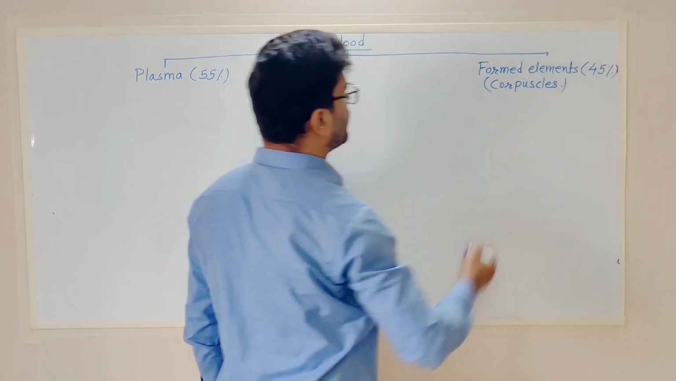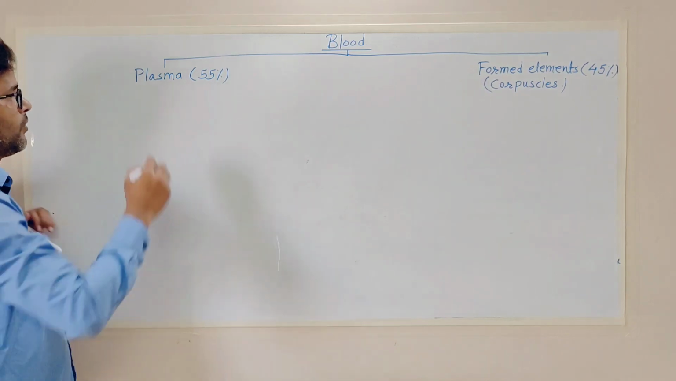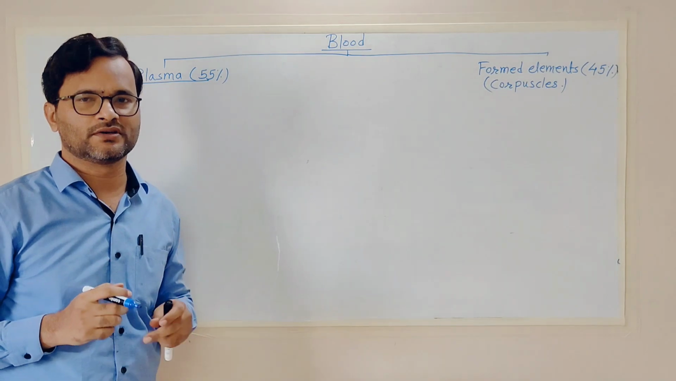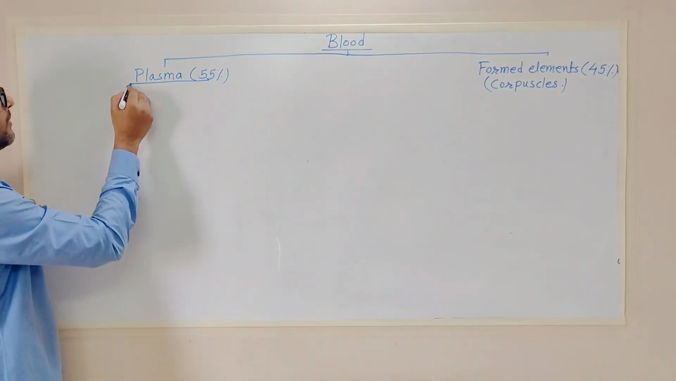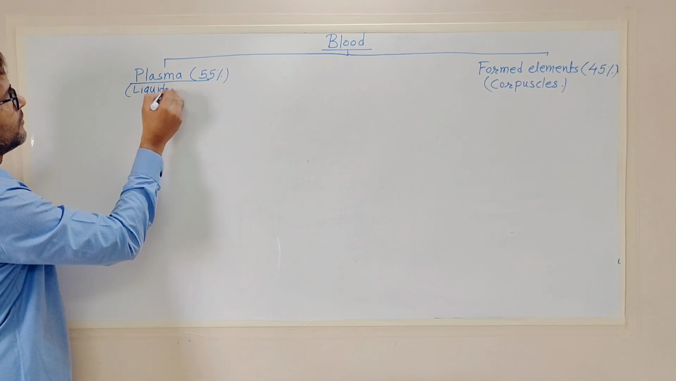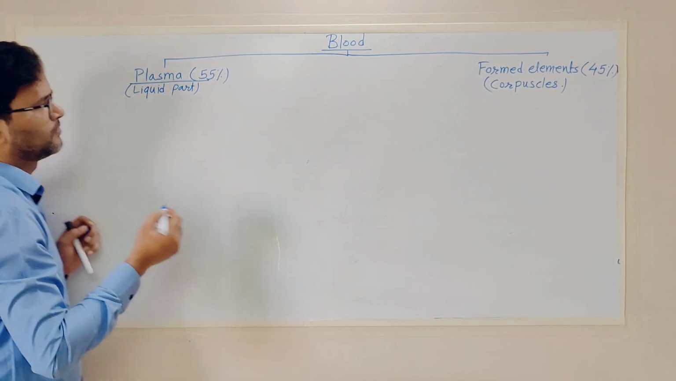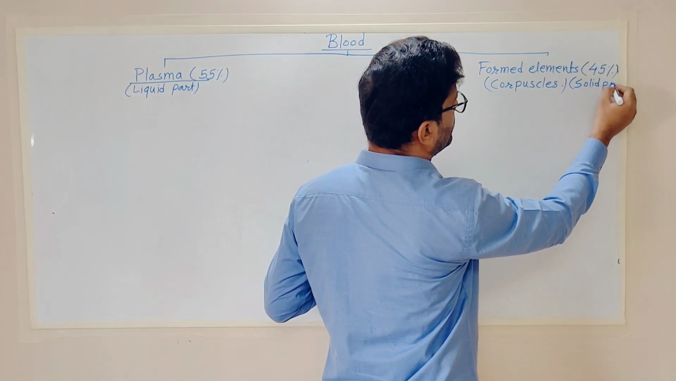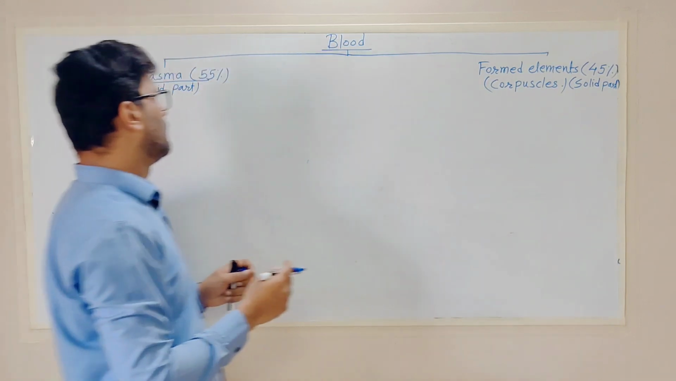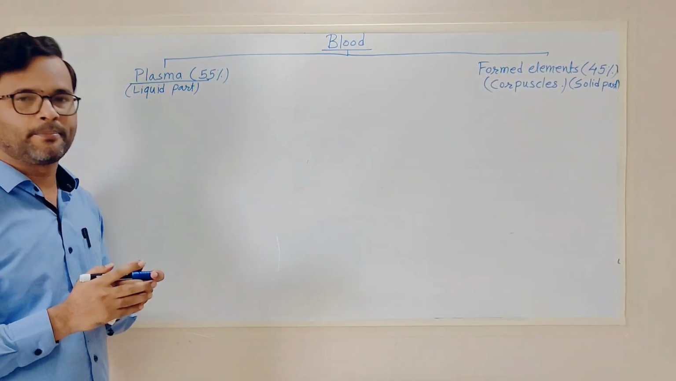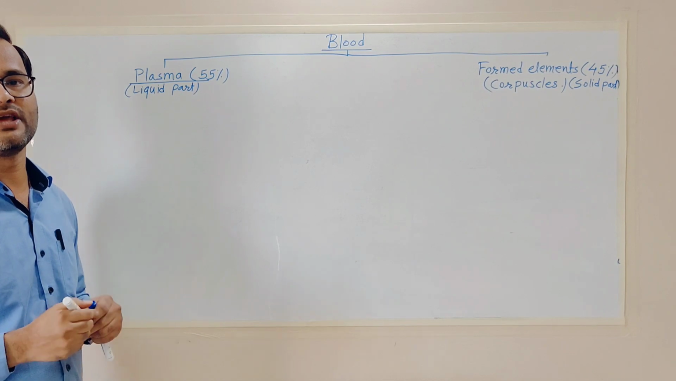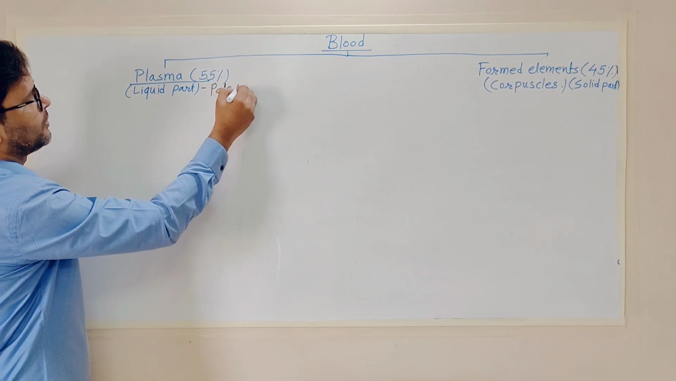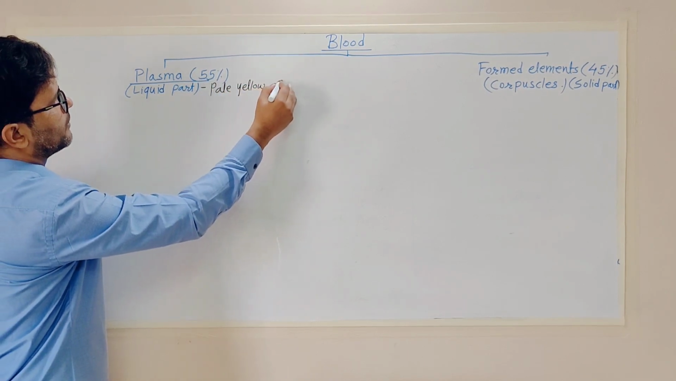Okay, formed elements or corpuscles. Now what is plasma? I said plasma is a matrix or a fluid component. We can write, the liquid part of the blood. Here, the formed element is the solid part. Clear? Now in case of plasma, it shows the pale yellow color.